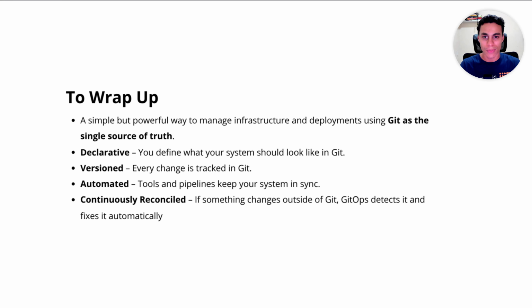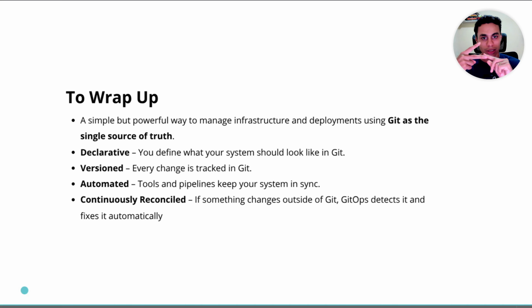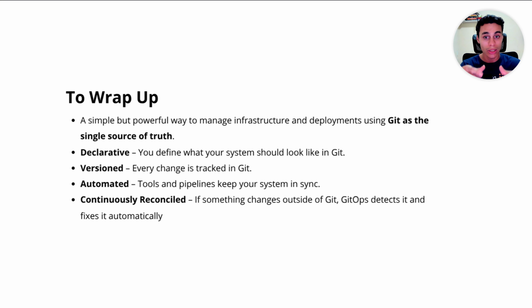The key principles are declarative. You define what your system should look like in Git, like saying I want 2 replicas of these services running, and the automation takes care of the rest. It is versioned, every change tracked in Git, so you always have a full history of the changes. If something goes wrong, you can easily roll back by just reverting the commit.